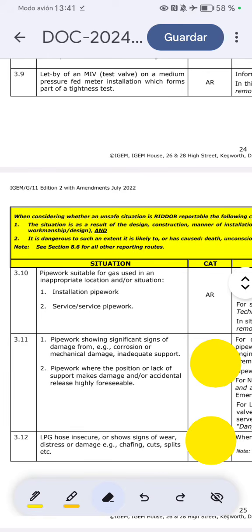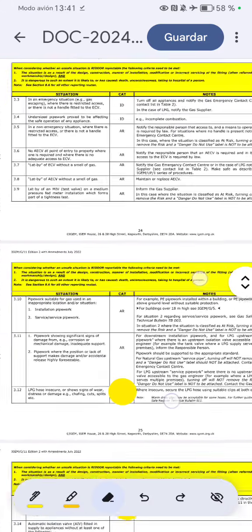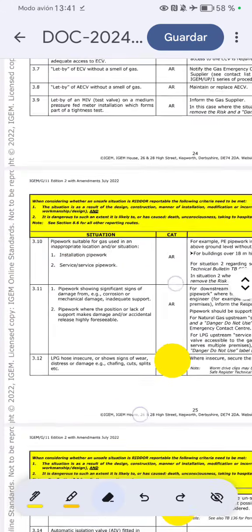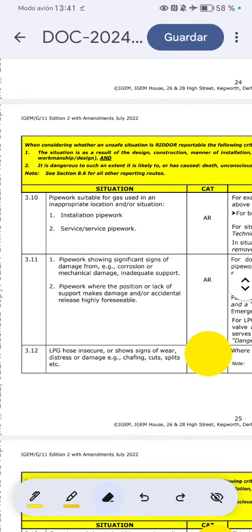3.11. Pipework showing significant signs of damage from e.g. corrosion or mechanical damage. Inadequate support. 2. Pipework where the position or lack of support makes damage and or accidental release highly foreseeable. At risk. So you can see the details here and more information, but you should have your own to be able to read. 3.12. LPG hose insecure or shows signs of wear, distress or damage, e.g. chaffing, cuts, splits, etc. At risk.